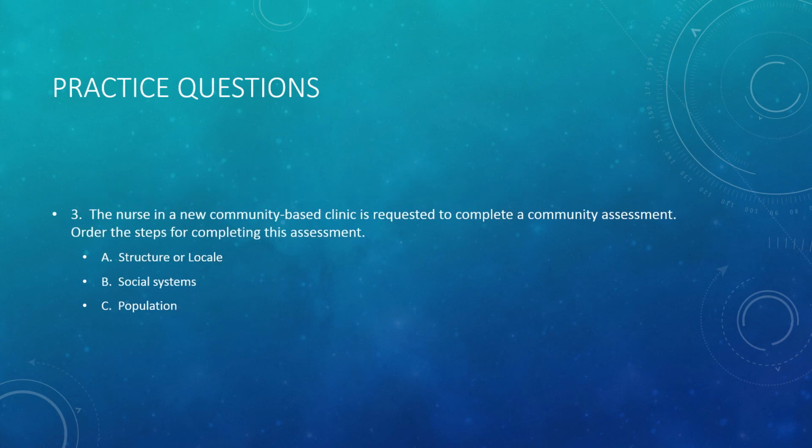And number 3, the nurse in a new community-based clinic is requested to complete a community assessment. What are the steps for completing this assessment? You have the structure, social system, or population. The way that you would assess that would be to look at the structure, then the population, and then the social system. So A, C, and B. That would be the order you would put them in.